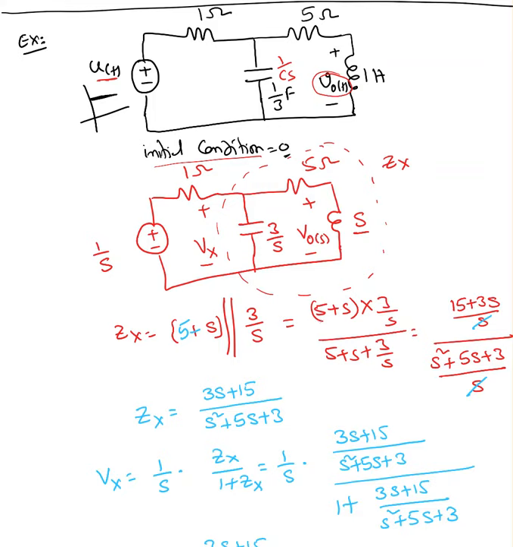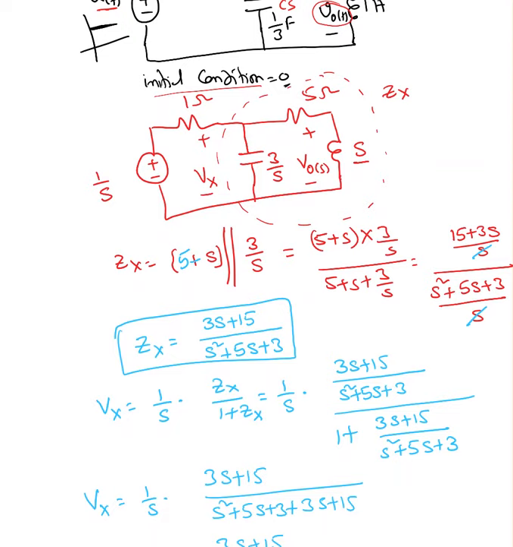Don't get confused. So I end up with Zx equal to 3s plus 15 over s square plus 5s plus 3. Now by using the voltage division rule, I found the Vx. So to find Vx, I have 1 ohm and then Zx. This is connected to 1 over s. By the voltage division rule, Vx must be total voltage times the same impedance divided by total impedance. So 1 over s times Zx over 1 plus Zx, where Zx is 3s plus 15 over s square plus 5s plus 3.